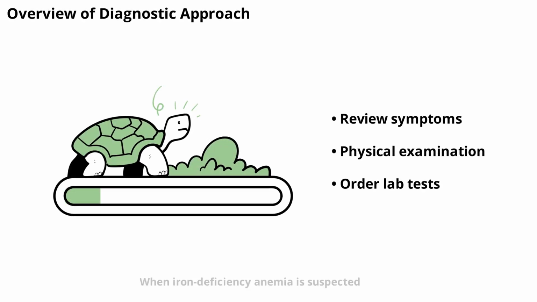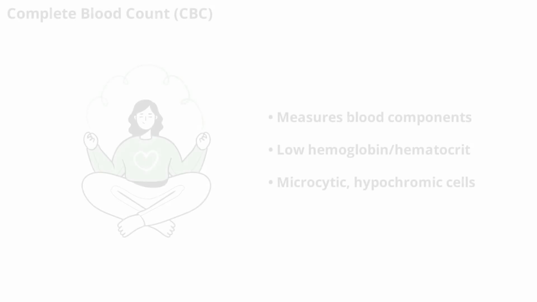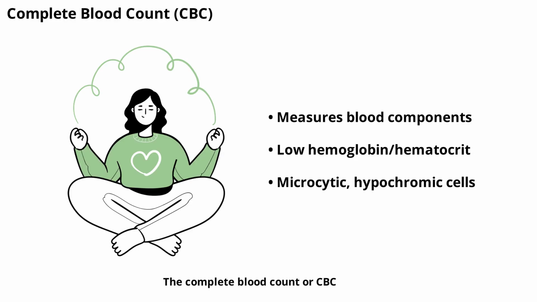When iron deficiency anemia is suspected, healthcare providers follow a systematic approach to diagnosis. This typically begins with a review of the patient's symptoms and medical history, followed by a physical examination. Laboratory tests are then ordered to confirm the diagnosis and determine the underlying cause. The combination of clinical assessment and laboratory evaluation ensures that the diagnosis is accurate and that appropriate treatment can be initiated. The complete blood count, or CBC, is often the first test ordered when anemia is suspected.